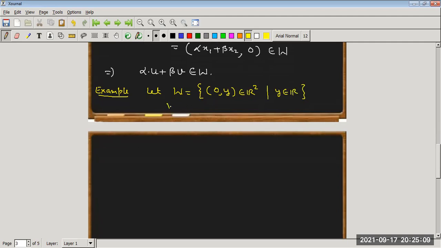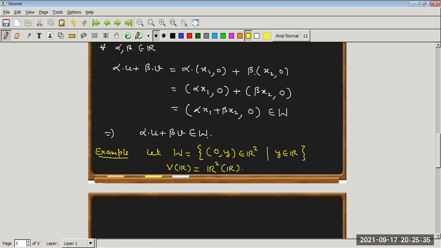Here the vector space V is over R. It is the same vector space that we considered in the previous example. So V is equal to R². We know that R² is a vector space over the field R. Now we have to show that W is a subspace of V. In the previous example, we proved that W is a subspace of the vector space. So we can write W is a subspace of vector space V. This is the symbol we use to denote a vector subspace.